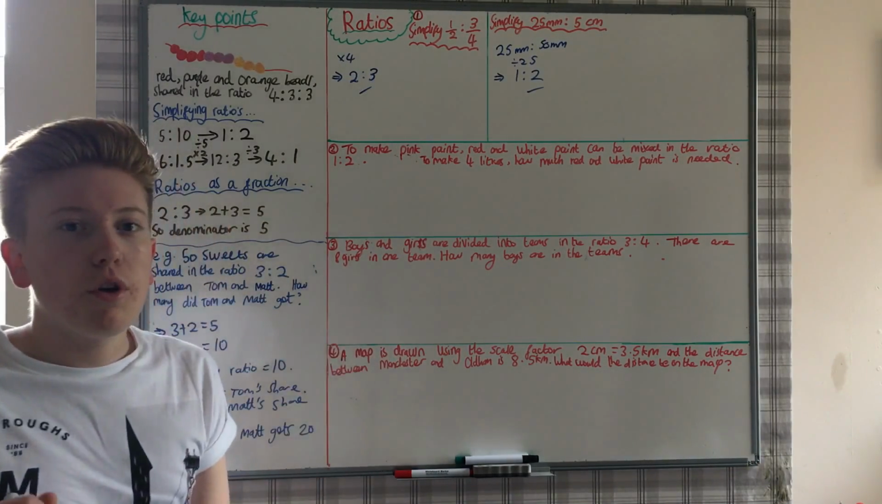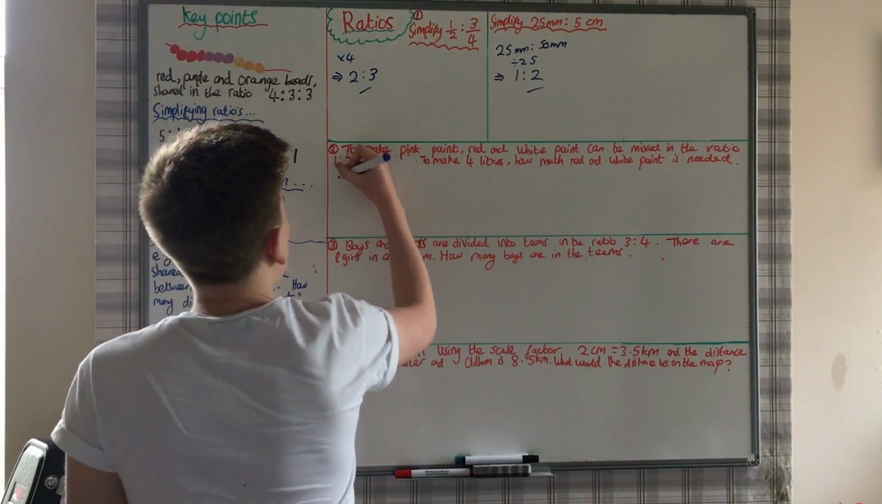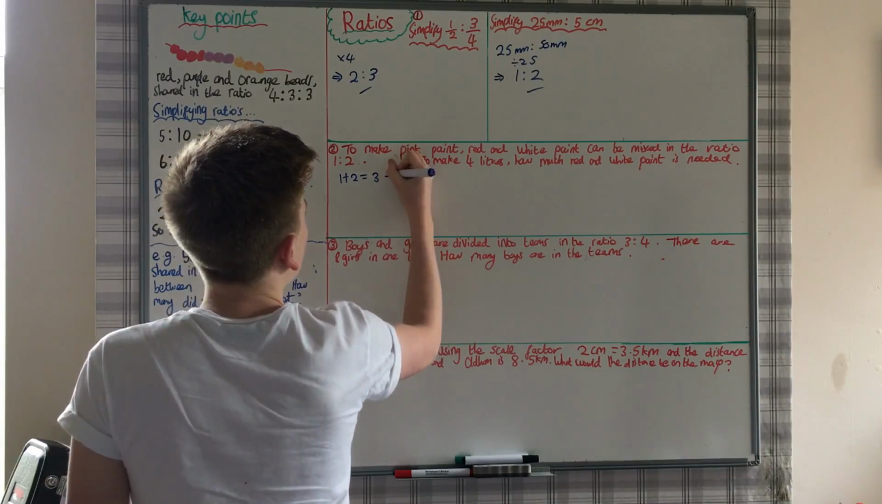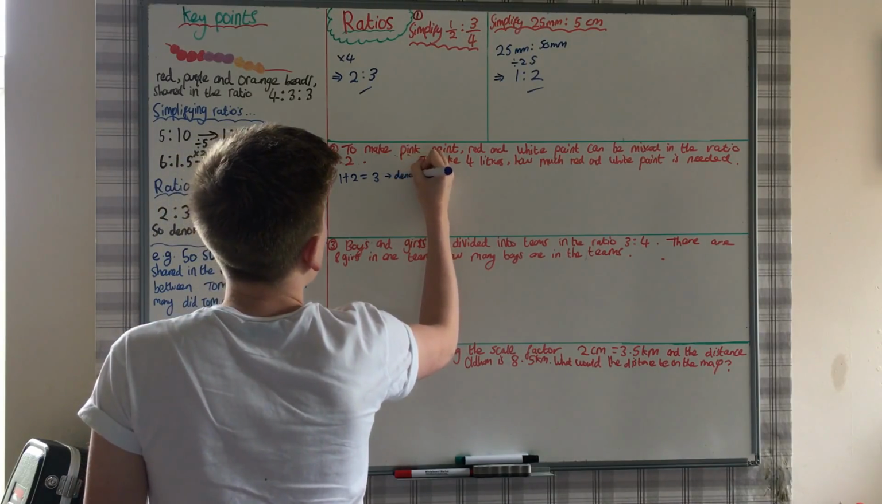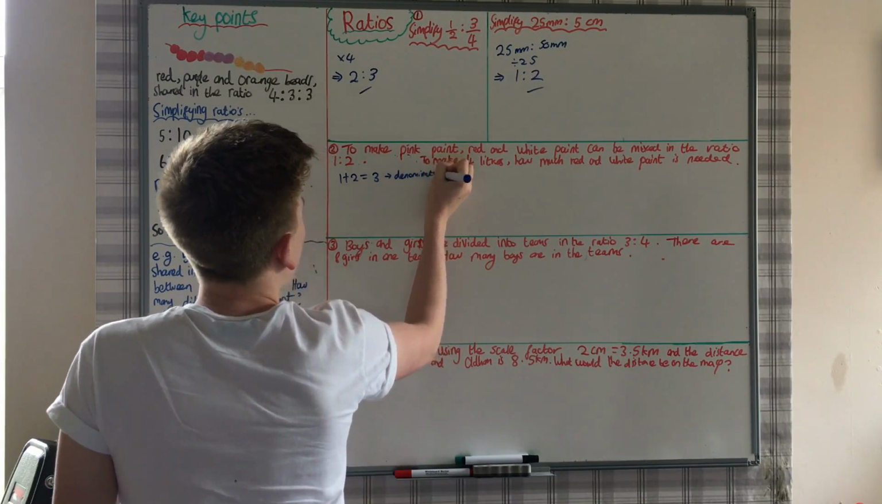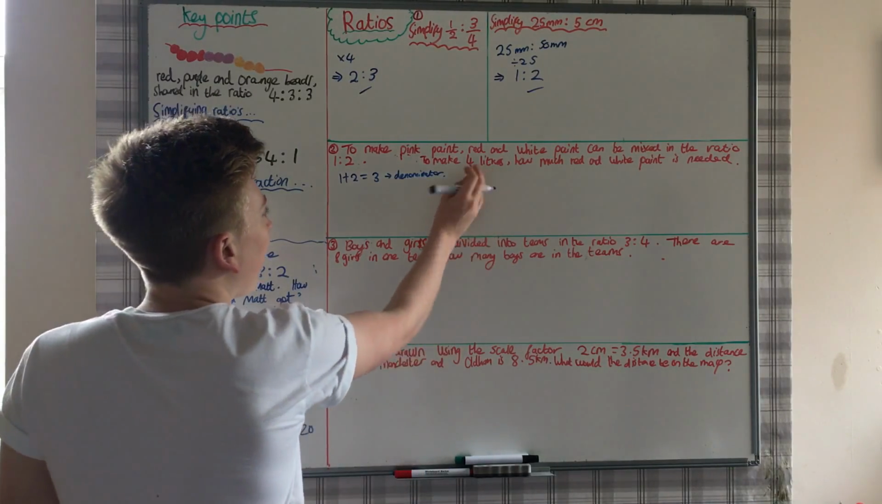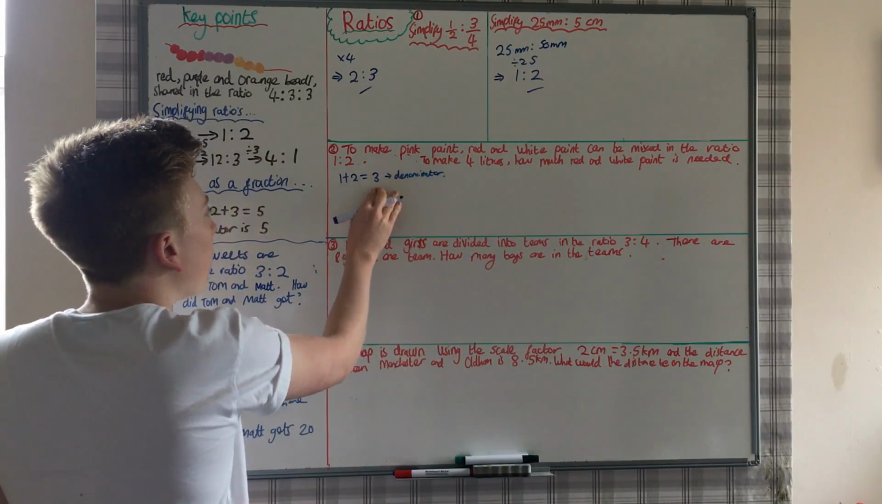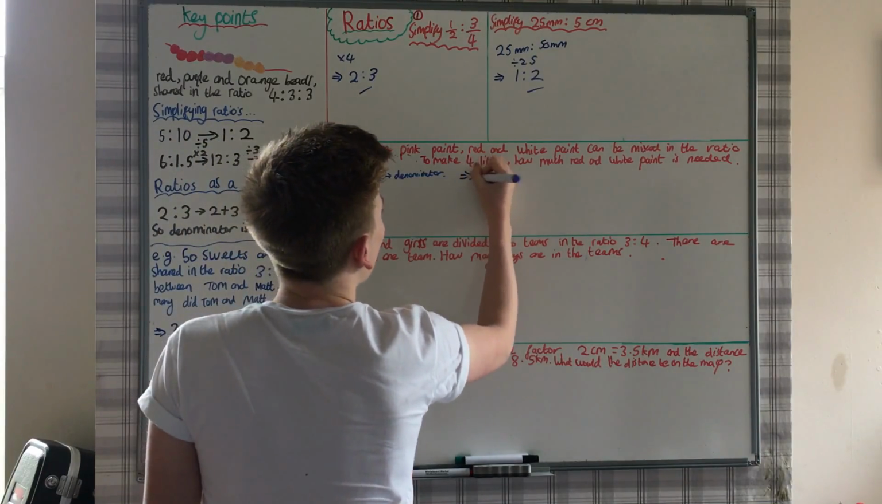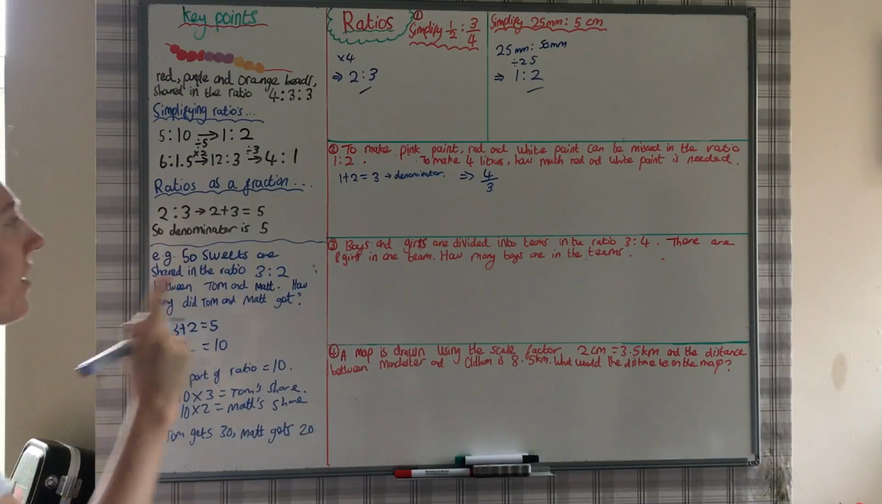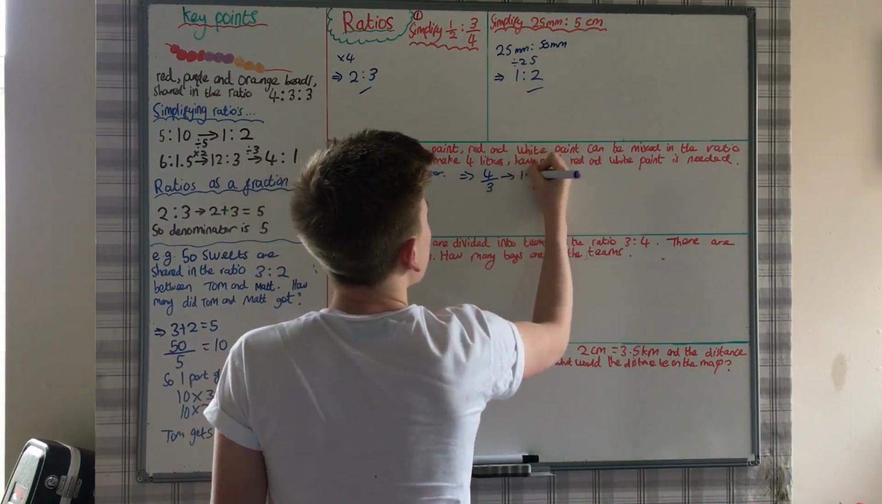Well, first of all, let's work out the total amount of parts of the ratio. So that is our denominator of our fraction. And similar to what we did here, we're dividing our total number of items, in this case it's in litres, by our number of parts. So we're doing 4 divided by 3. Okay? And this is giving us 1 part of the ratio.